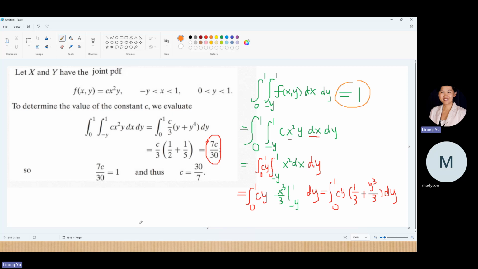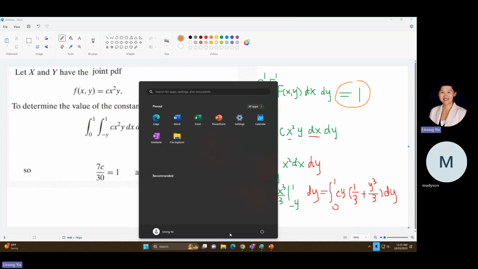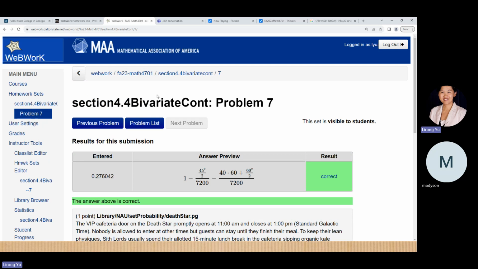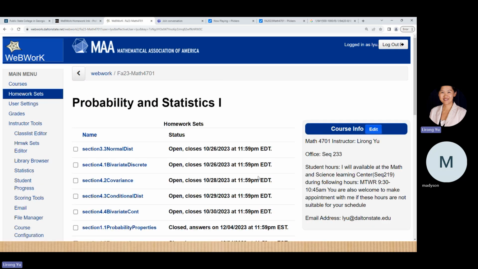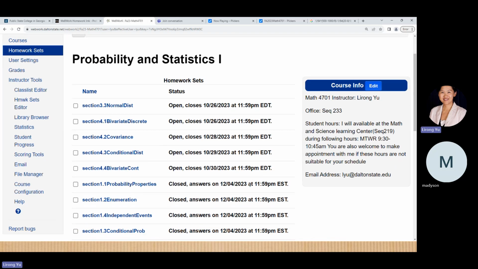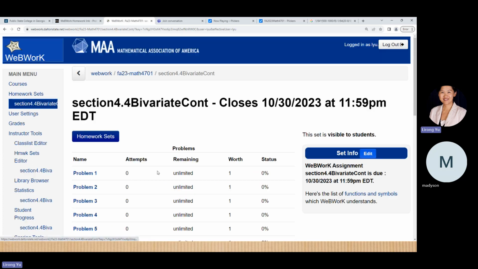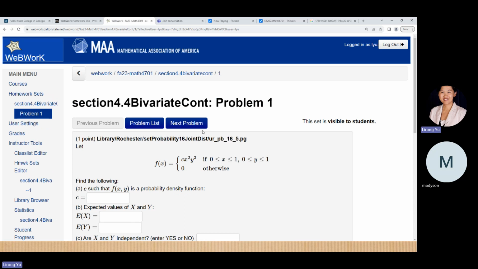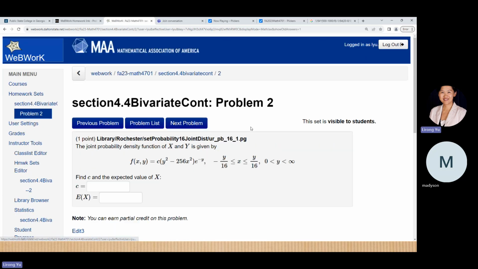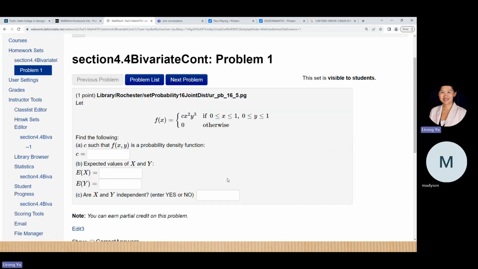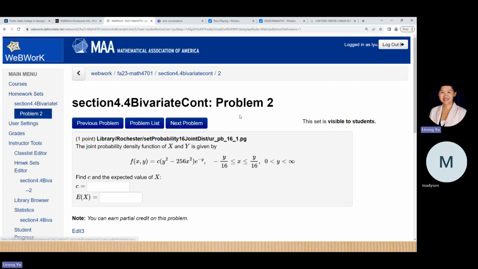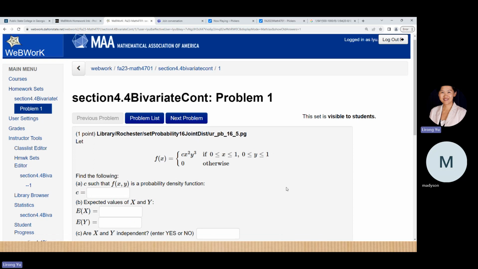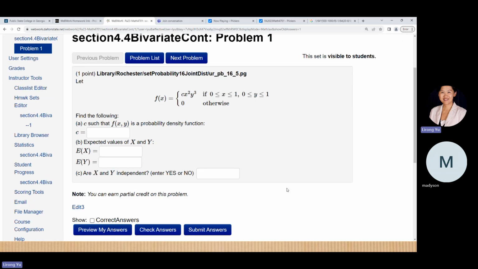We have a similar question on our assignment. If you look at the WebWork assignment, I have all 4 sections assigned, so we can go back and forth between them, because sometimes I feel like there are questions that overlap. For example, in 4.4, we have calculation of covariance and independence, so we kind of go back and forth. So it's hard to have them isolated.